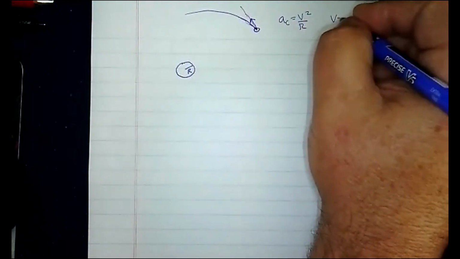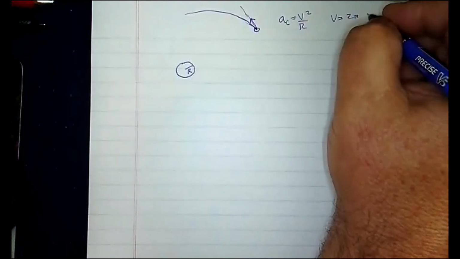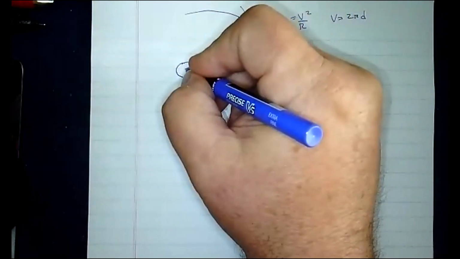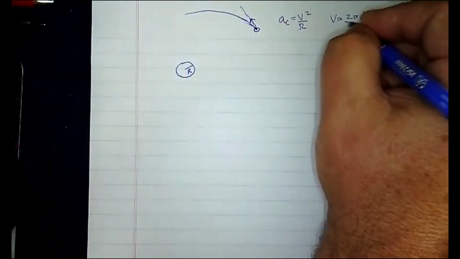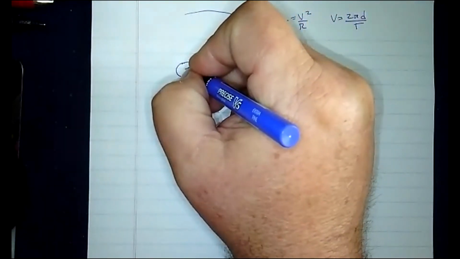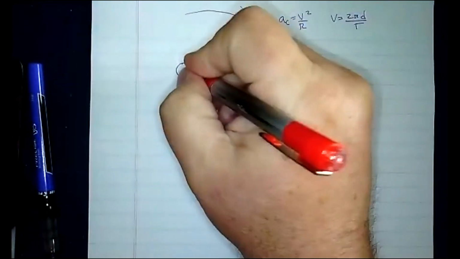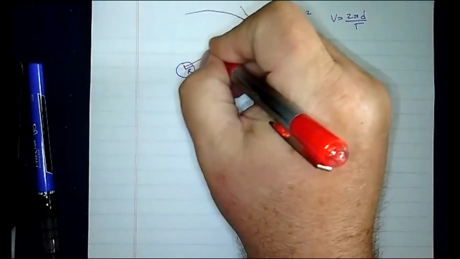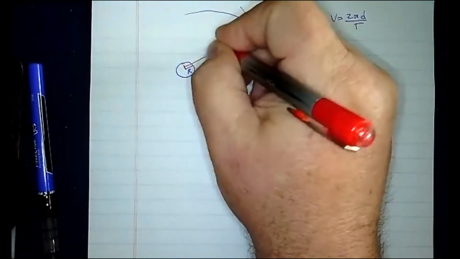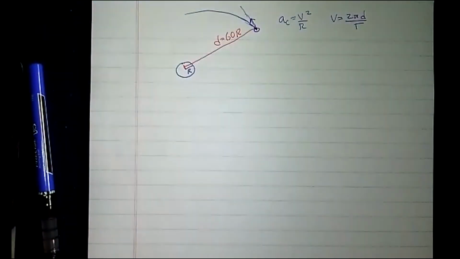Well, we know that v is just 2 pi, if you assume a circular orbit, 2 pi times the distance, i.e. the orbital distance from the center of the Earth to the center of the moon, over T. He also was smart enough to know that this orbital distance d, which I'll draw in red, is actually equal to 60 times the radius of the Earth.